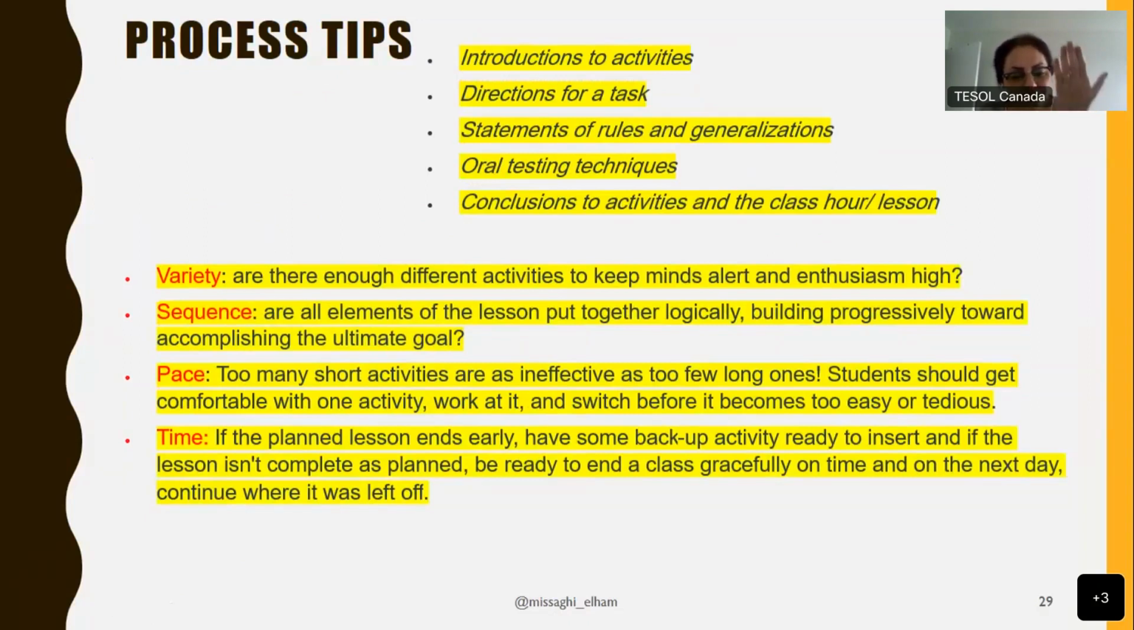What is the direction of this task? What are the rules? Is it oral? Is it written? And what's the sequence? What's the pace? What's the time? All should be mentioned in your lesson plan. So it's an activity for 5 minutes. How should they do it? In groups, individually? What's the process for this activity?